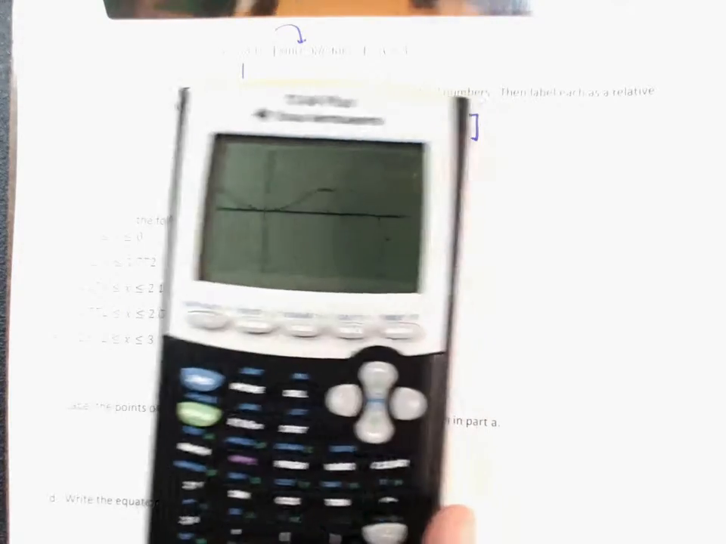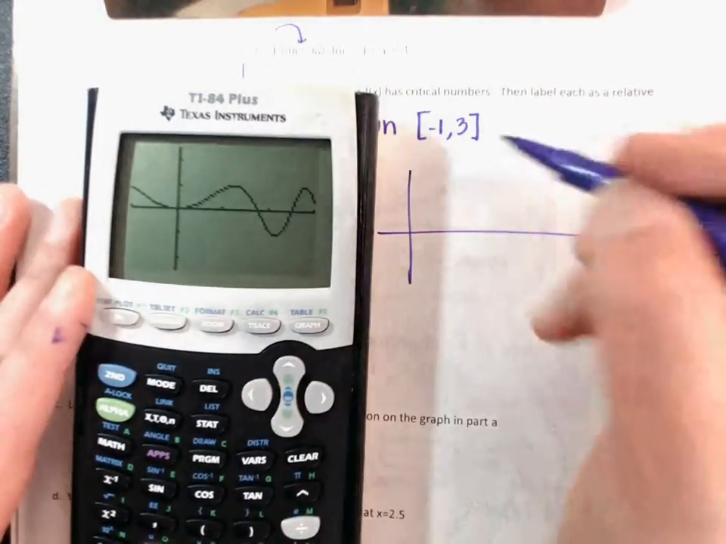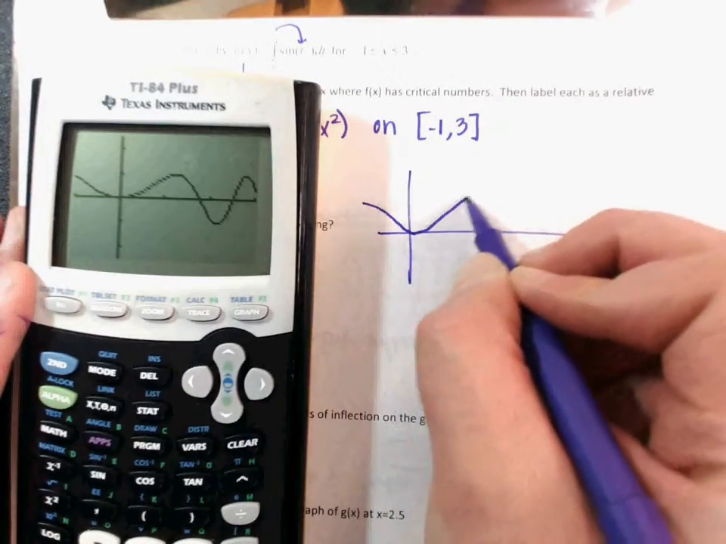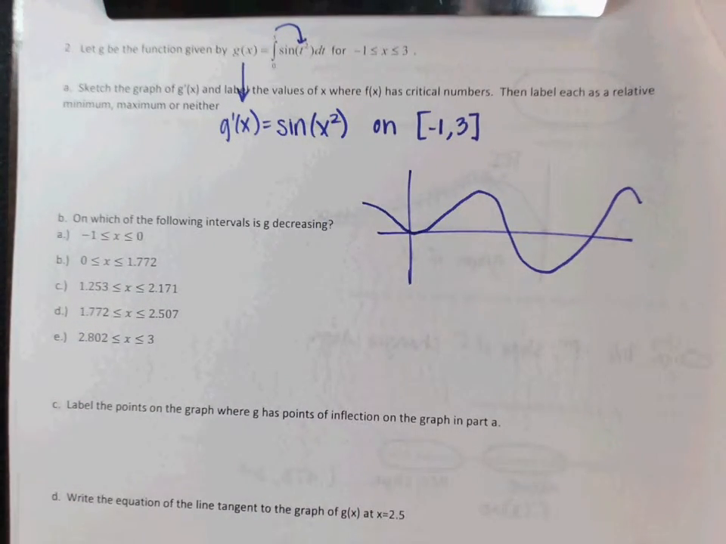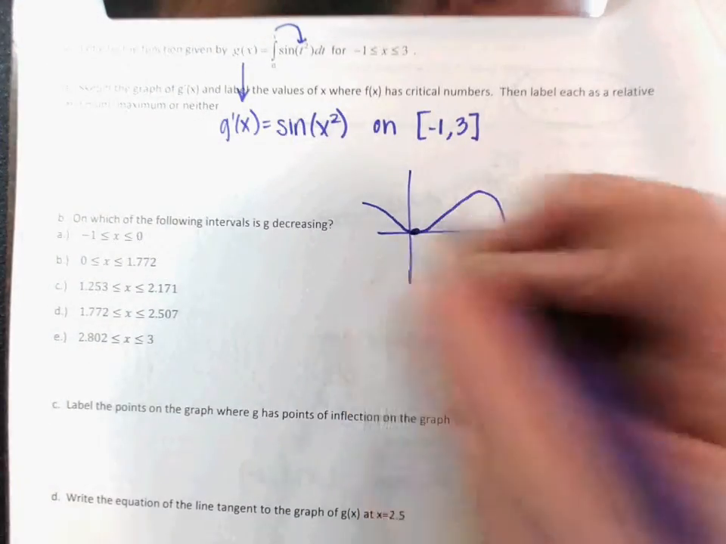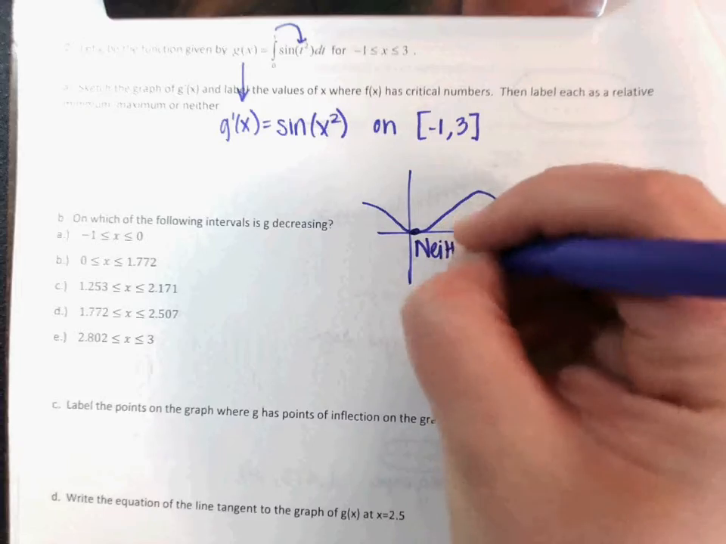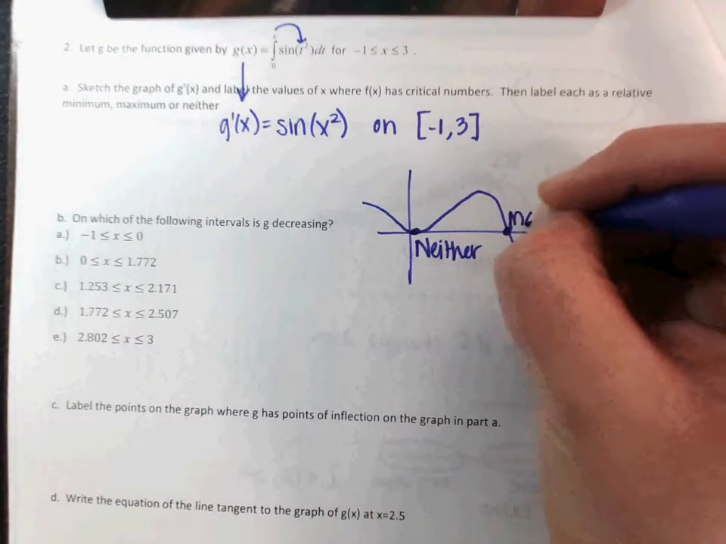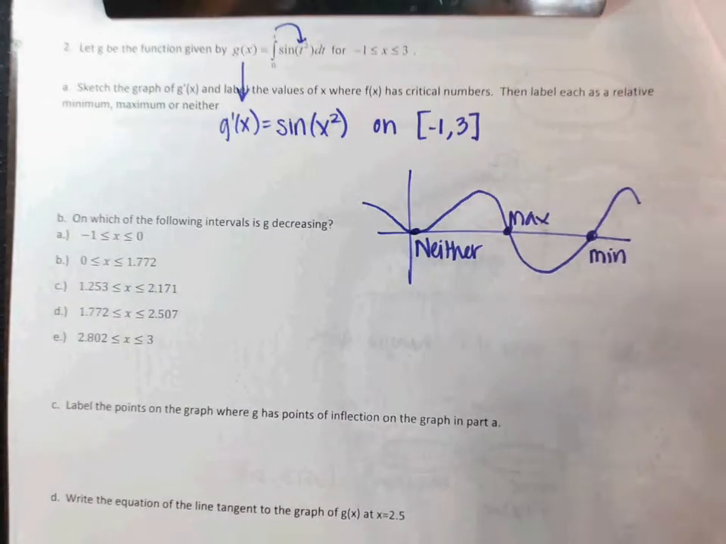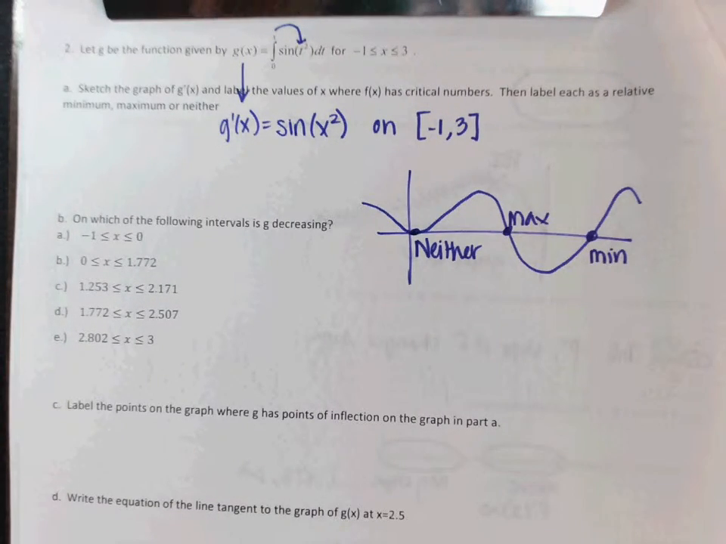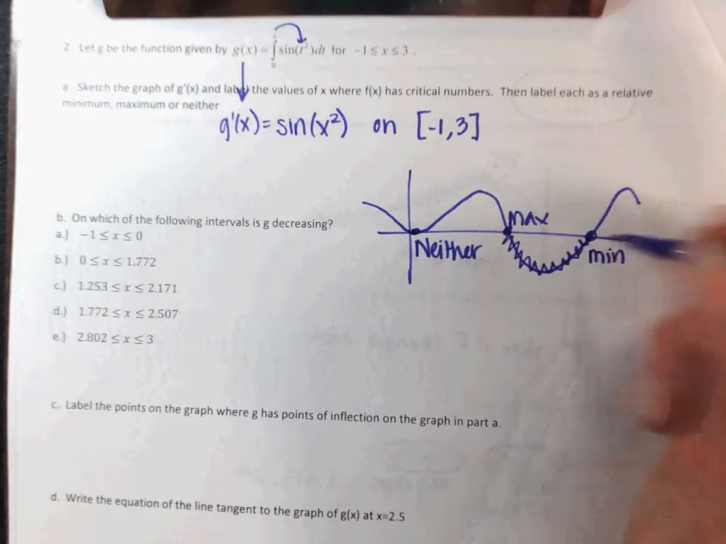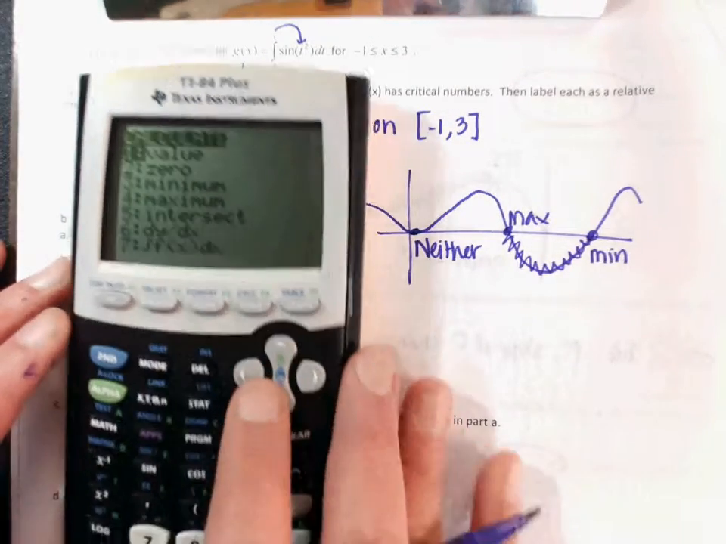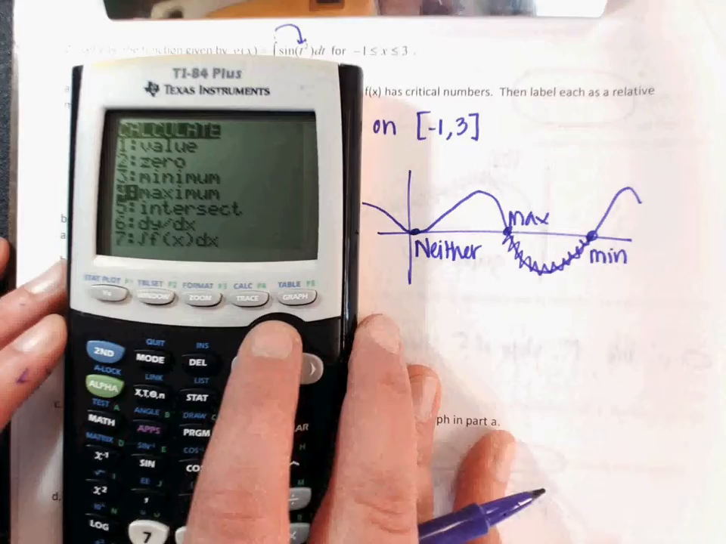Okay, there's your graph. It starts above, goes down, up, down, up, down. Okay, there we go. Then it says, sketch your graph, find the mins and maxes. What is this one? A neither. What is this one? A min, because the derivative changes from negative to positive. Then it says, where is g decreasing? G is decreasing when it's between the max and the min. Now, when I'm finding those, would I do second trace and then pick max? No.